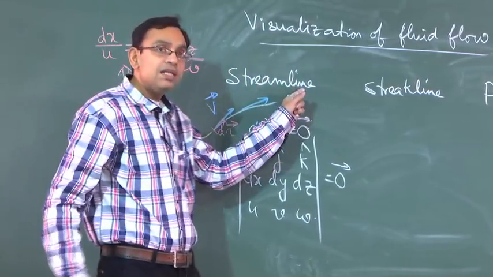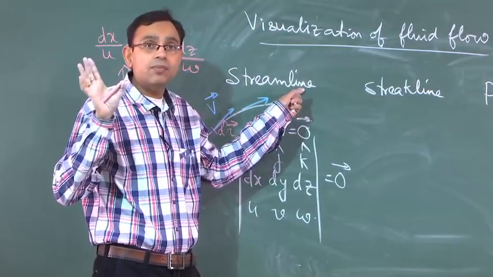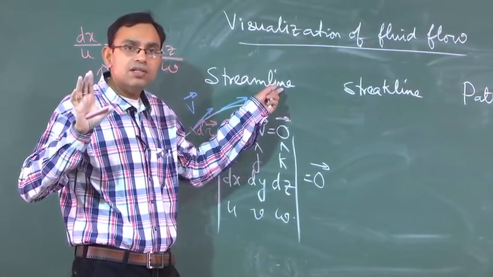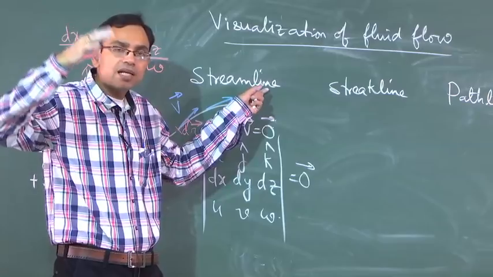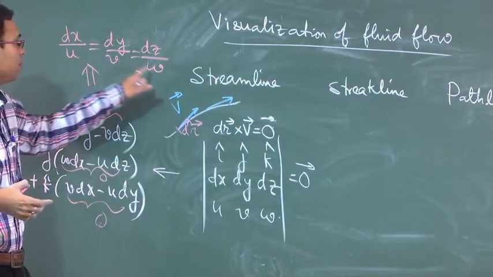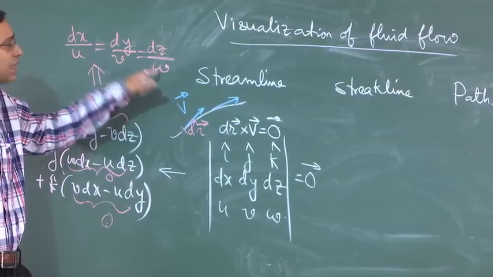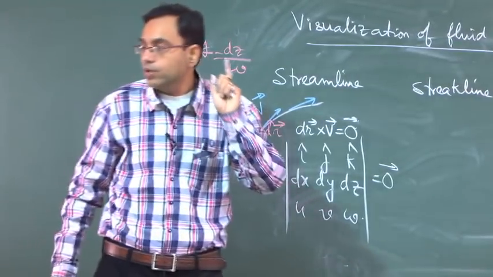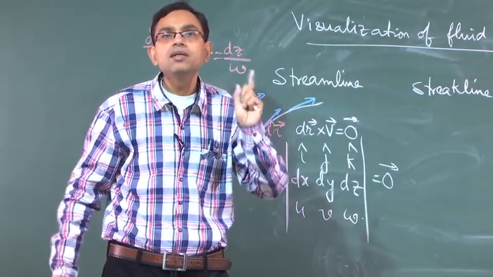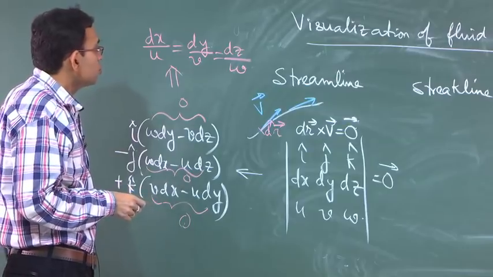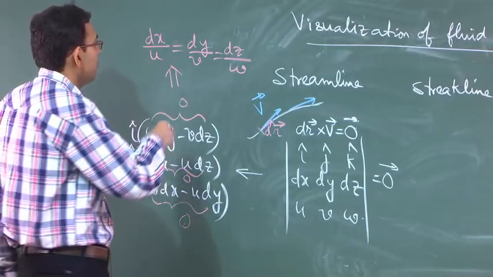So, streamline is defined at an instant of time. At an instant of time you get a particular streamline or a collection of streamlines. At a different time, because u, v, w may change with time, you will get a different set of streamlines. Therefore, streamlines are always defined at a given instant of time. So, this is the equation of streamline.